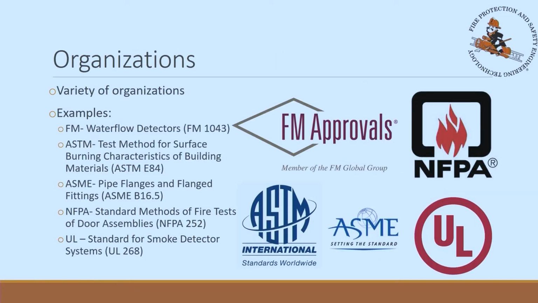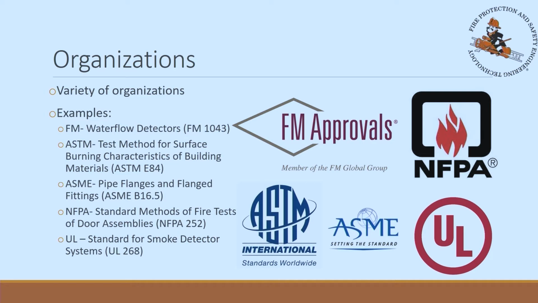There are a variety of organizations that are involved in product standard development. They can include anything from Factory Mutual or FM Approvals and FM Global. They do things such as water flow detectors through FM 1043. They'll go through the test process and certification process for water flow detection devices. Another example is the ASTM E84 product standard, which has to do with the test method for surface burning characteristics of building materials. So it's taking a look at those materials that are installed in your buildings up against wall surfaces.